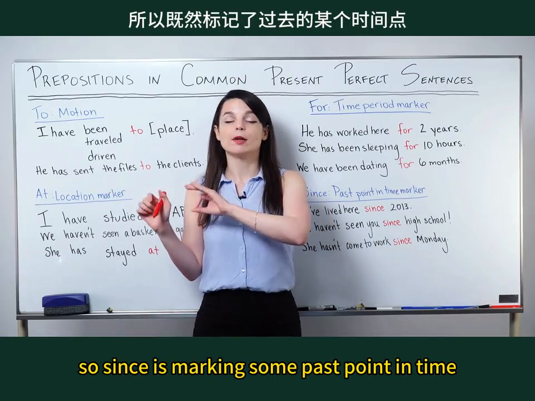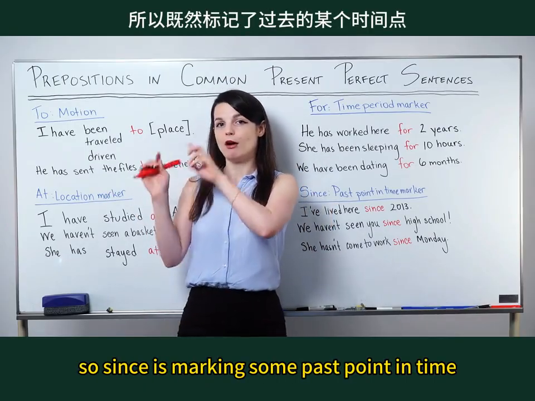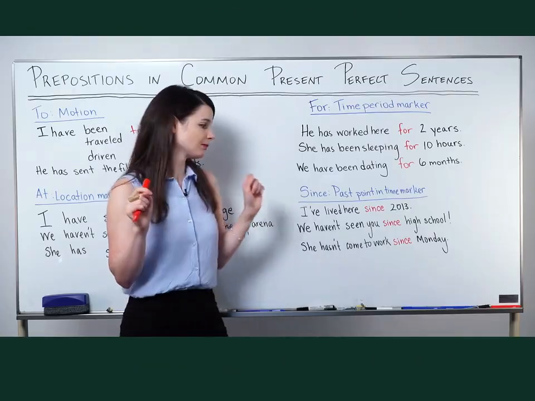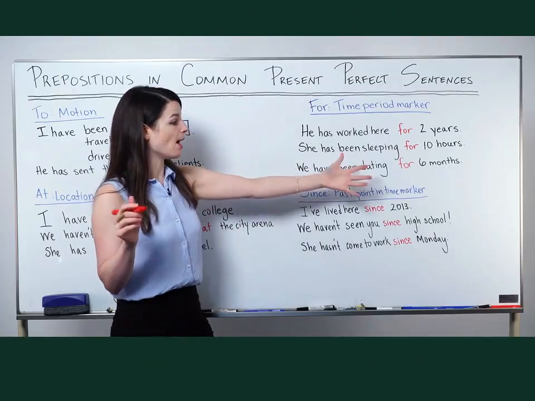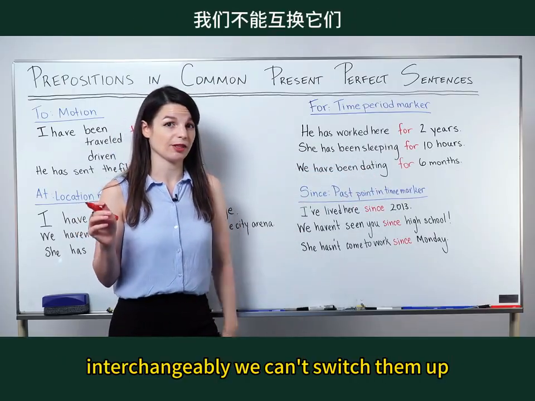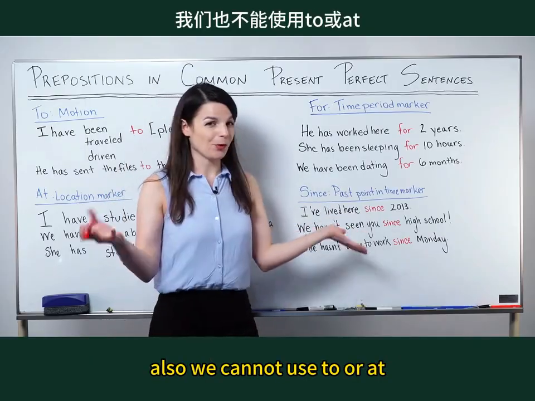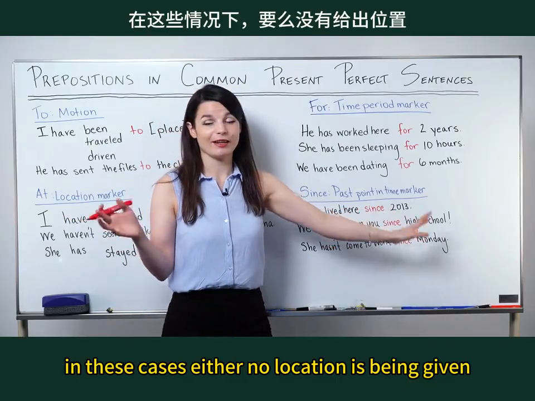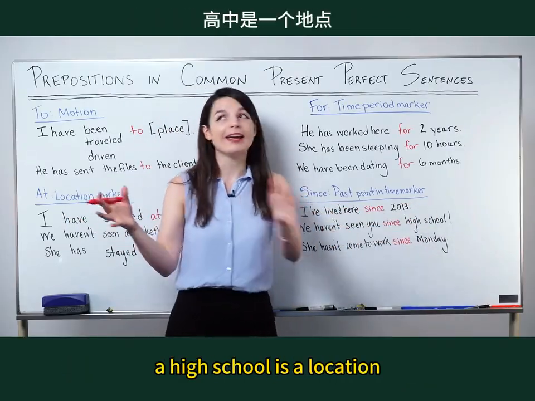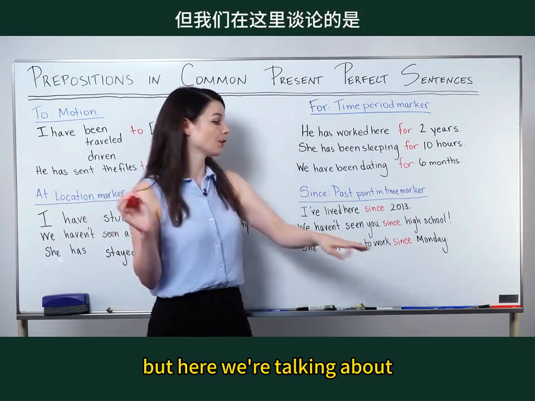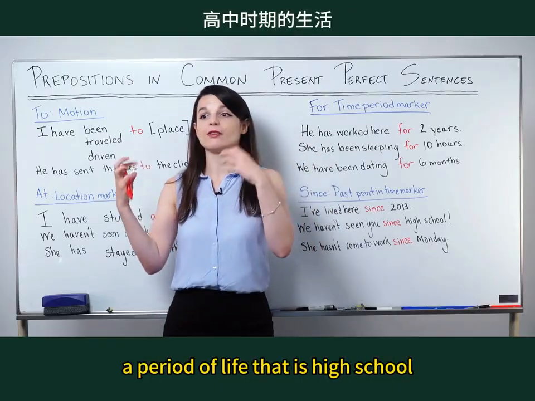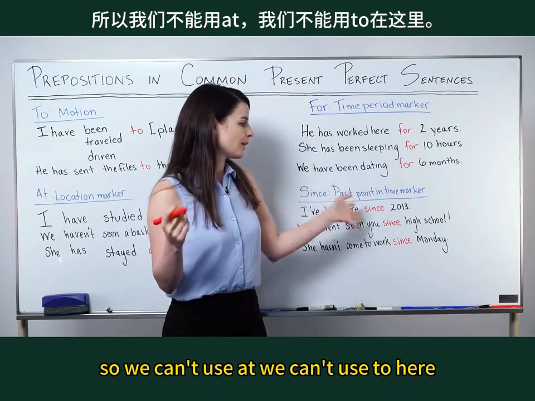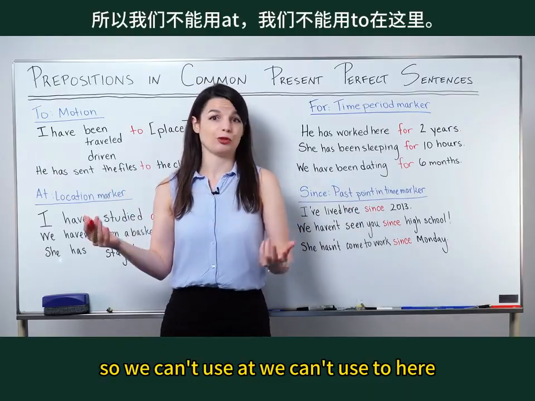So since is marking some past point in time, for is marking a period of time, a duration of time. So we can't use these interchangeably. We can't switch them up. Also, we cannot use to or at in these cases either. No location is being given. Like yes, a high school is a location, but here we're talking about a period of life that is high school, a time period of life. So we can't use at, we can't use to here.